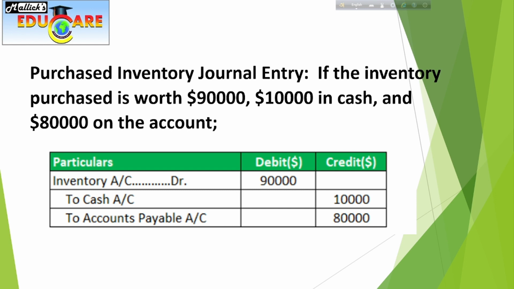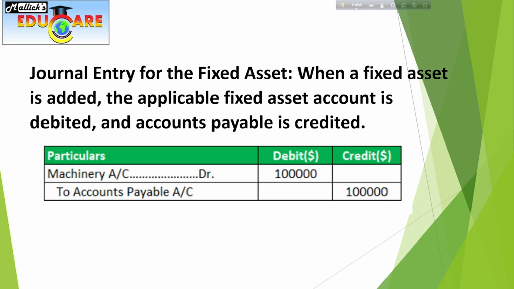Purchased inventory journal entry. If the inventory purchase is worth 90,000, with 10,000 in cash and 80,000 on account, the entry should be like that: the inventory account debit 90,000, to cash account 10,000 because the cash payment made was 10,000 USD, and accounts payable account 80,000 USD.